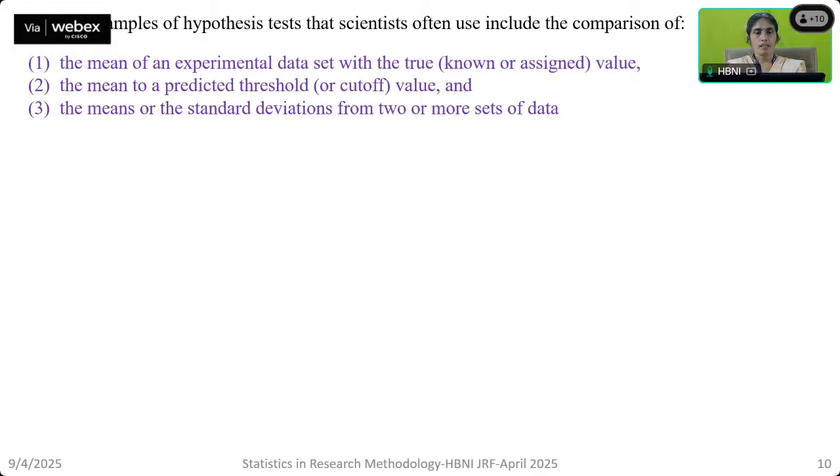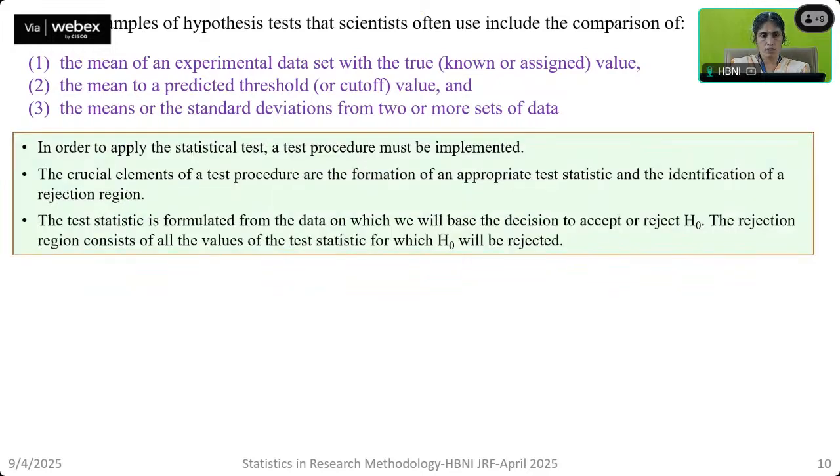Or you can compare the value obtained by one particular set of measurements to a threshold value. Definitely when you compare with a threshold or cutoff value, it will undergo a one-tail test. When you compare the standard deviations obtained from two different procedures or two different sets of methods, maybe two different experimentalists or two different laboratories, two different instruments, that time you do a two-tailed test of significance or two-tailed test of hypothesis.